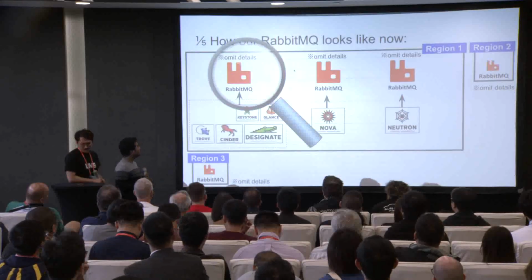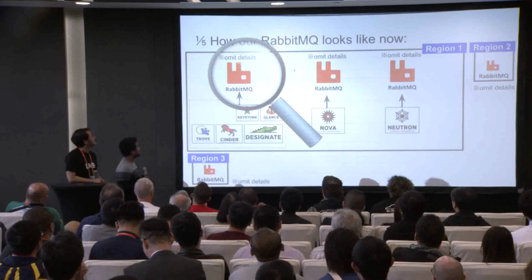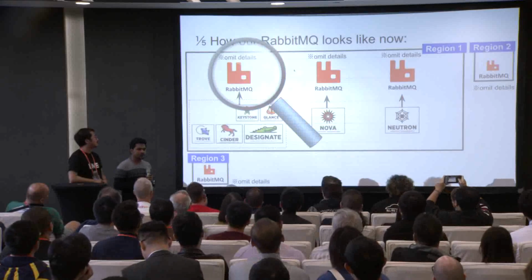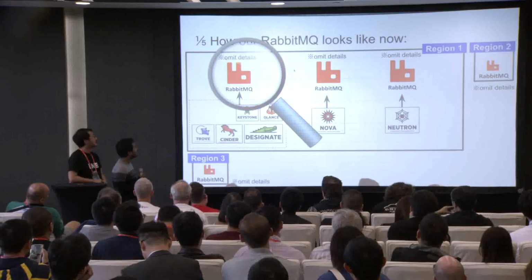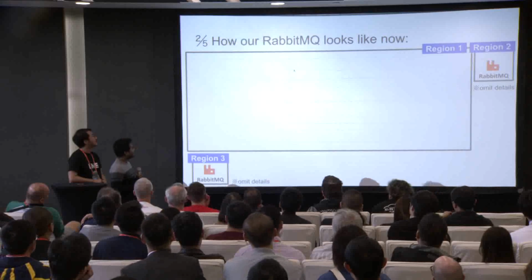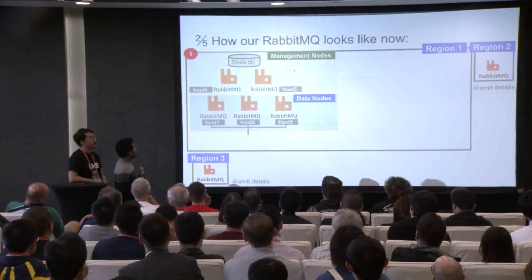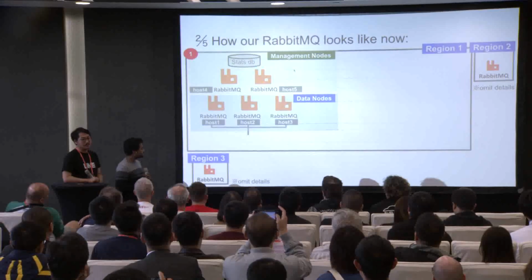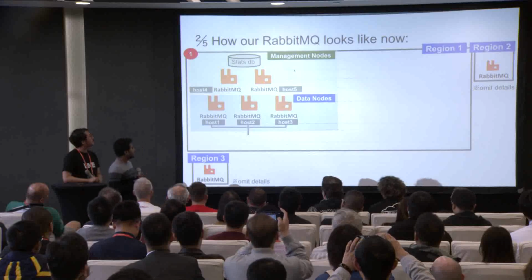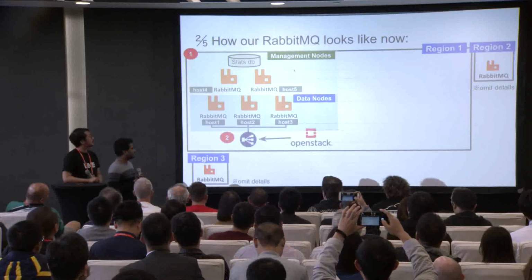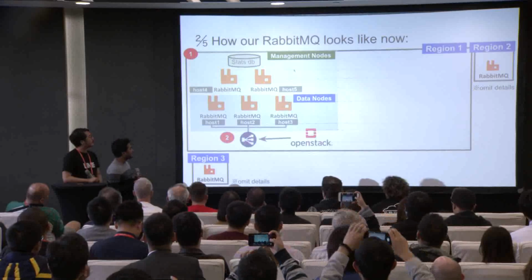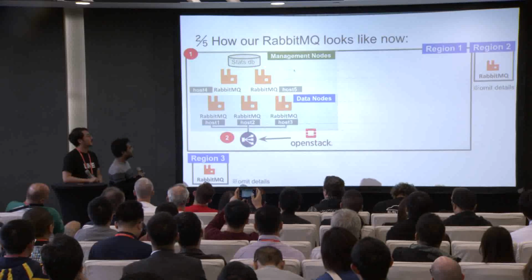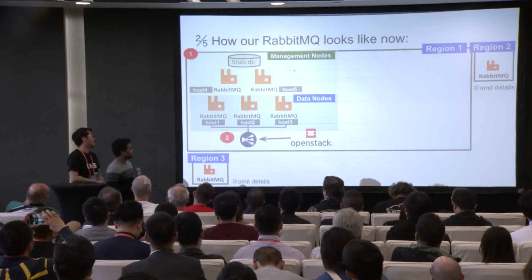So let's zoom into one of the clusters, let's say the one used by other services like Keystone and Glance, and see what policies and configuration we have. As you can see, we have 3 data nodes and 2 management nodes. Then we have a hardware load balancer in front of the data nodes, and all the clients connect to the hardware load balancer, which then sends the requests to the data nodes.